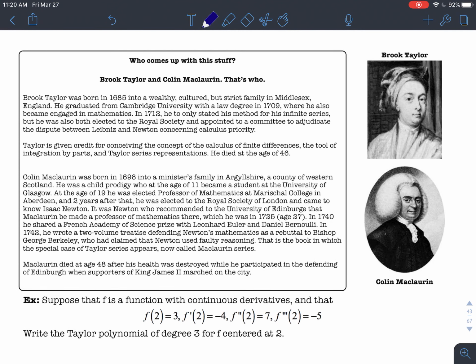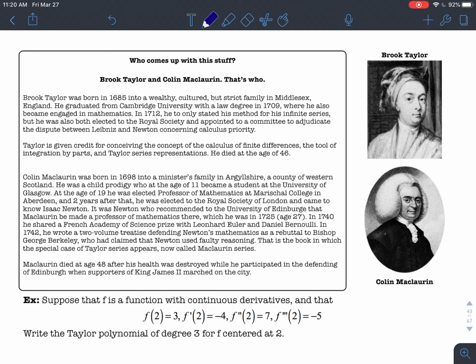So the two guys who really helped develop this were Brooke Taylor and Colin Maclaurin. Just a little bit about them, right? You can enjoy those headshots of them over on the side. Brooke Taylor was born in 1685. He was from a wealthy, cultured family in England, and he went to Cambridge University and got a law degree. And he also learned about mathematics there.